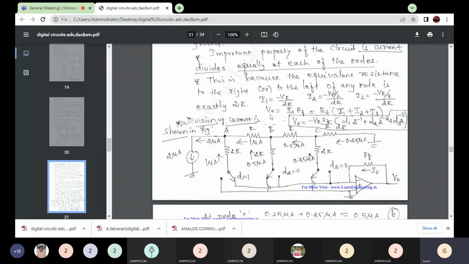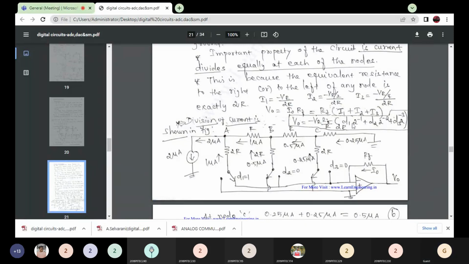Okay, so what is V0? We know that V0 is I0 into RF, where RF is the feedback resistance. So what is I0? I0 is the sum of these currents, I1, I2, I3. We just substitute I1, I2, I3. That is minus VR, we have feedback resistance, divided by R.